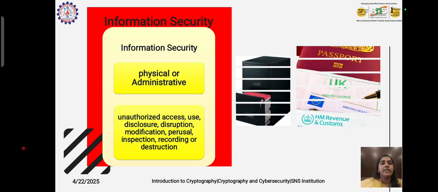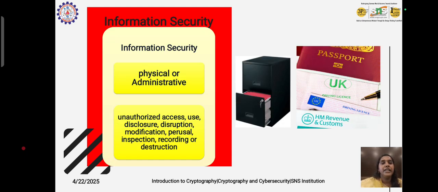First, let us see what information security is. Information security means protection at the physical or administrative level, in which unauthorized access, use, disclosure, and disruption must be prevented, and modification can also take place. Perusal, inspection, recording, or disruption all come under information security, in which your information must be more secure.